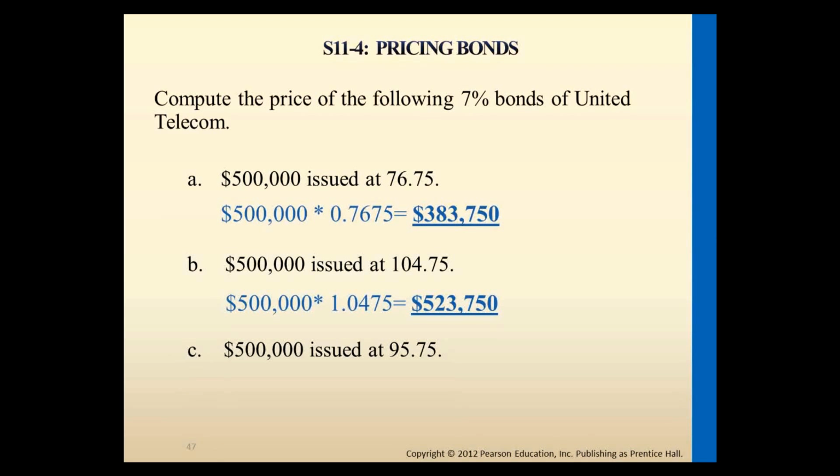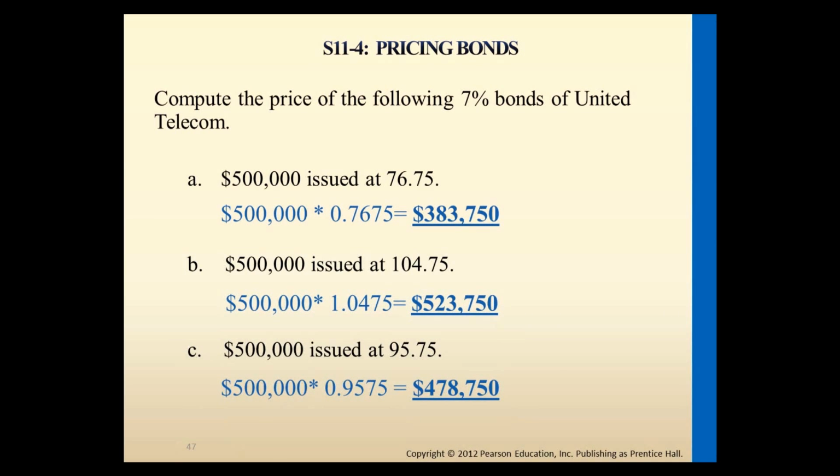Second case, again, percentages, so you multiply by 1.0475. We're issuing the bond at a premium, meaning our interest rate, 7%, is higher than the market interest rate. So at the end, we'll be able to receive a dollar amount above the face value. So what about the third case? Is it a discount or a premium? 95.75 is actually a discount. Any price lower than 100 means we're not actually raising $500,000, but only $478,750.